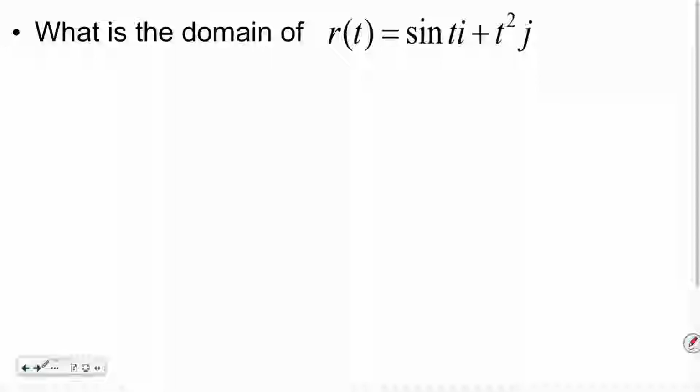Okay. First of all, let's talk about domain. And I'm actually going to change this example to t to the 1 half. Let's just go with the main question.